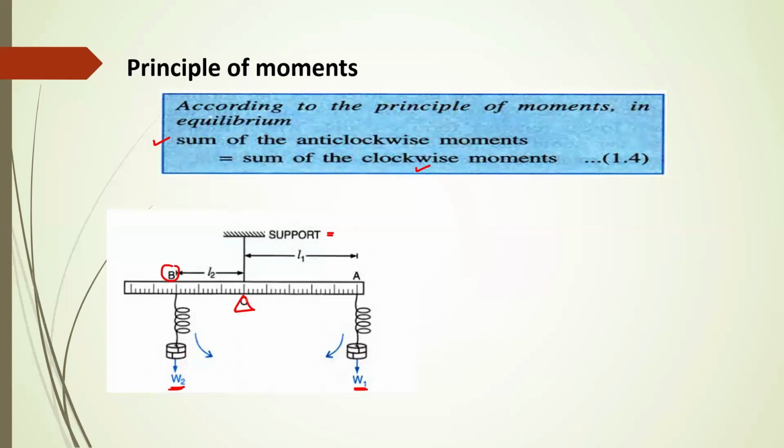So first of all, let us find out which force is moving or turning this ruler into anticlockwise direction. Yes, so it is the W2 which is trying to move the scale in anticlockwise direction, and the W1 is trying to move the scale in clockwise direction. Yes. So now I have to calculate the moment.